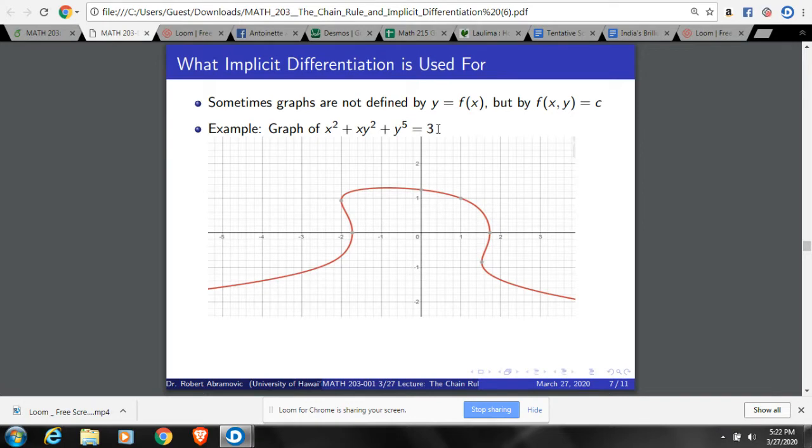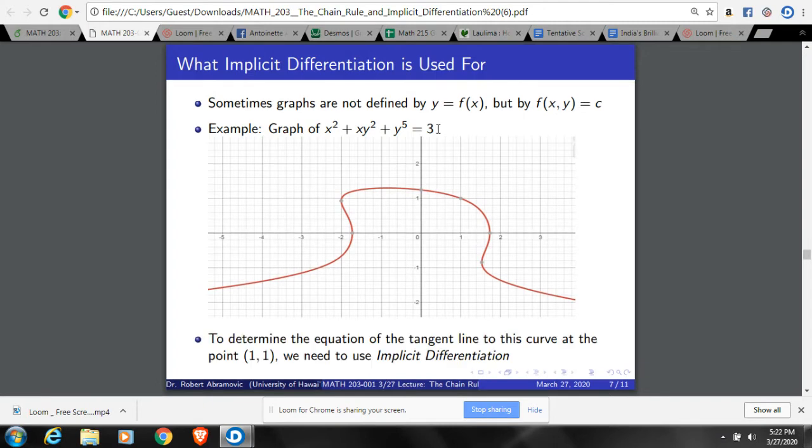And if there's no nice formula for it, how are we going to differentiate? Well, it turns out we can still differentiate using a technique of implicit differentiation. That's the power. The function might not have a nice form, but we can still differentiate. So let's say we want to determine the equation of the tangent line of this curve at the point (1, 1). We use a technique called implicit differentiation.